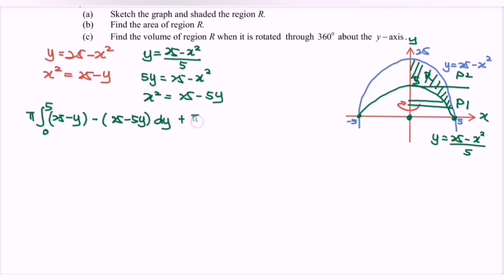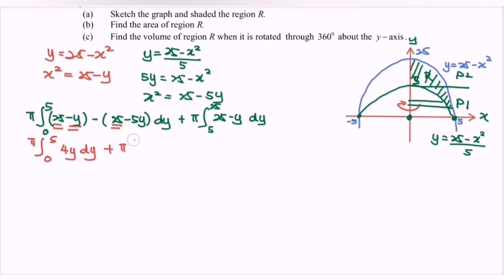Plus, second part, integrate. For the second part, it only involves the blue in color. So the function will be 25 minus y with respect to y, starting from 5 until 25. So pi integrate from 0 until 5. So here we have 25 minus 25, so 0. Next, we have negative y minus, so we have 4y.